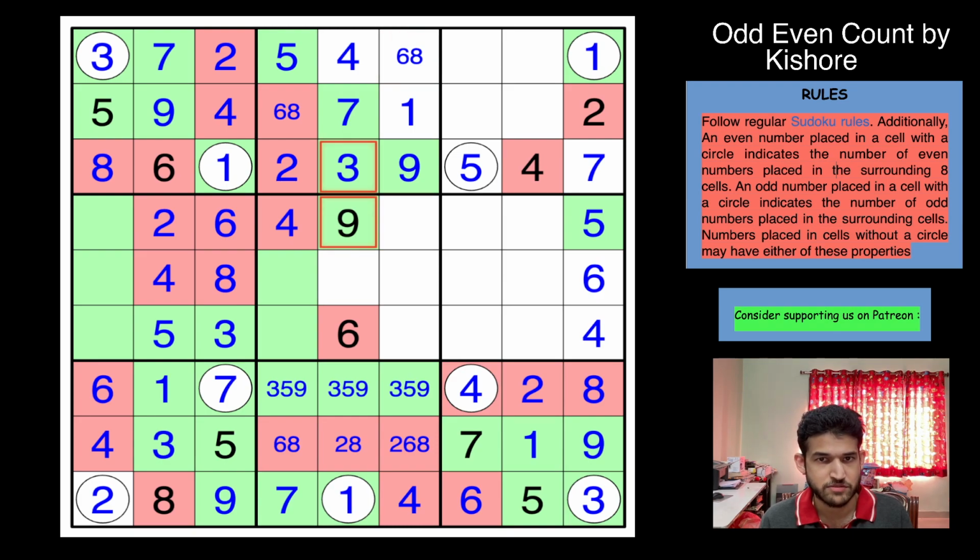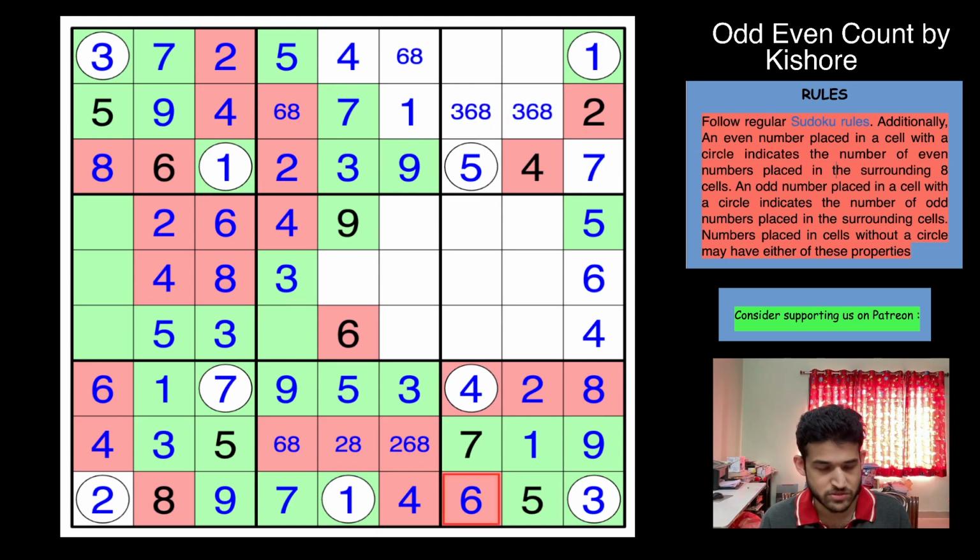3 and 9, so this is 5. And this is not 5 or a 9, so that's a 3. That's a 9. And 3 in box 5 goes here. Okay, these two cells will be 3, 6, 8. I have 6 here, so this is 3, 8. This is 1 for the column. This will be 7, 9. This will be 1, 7.